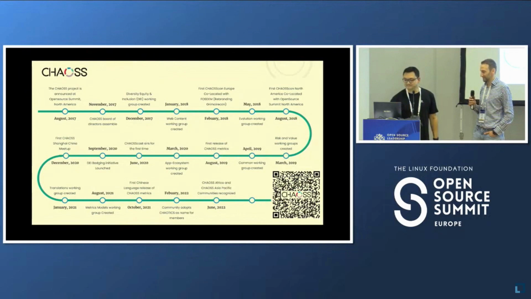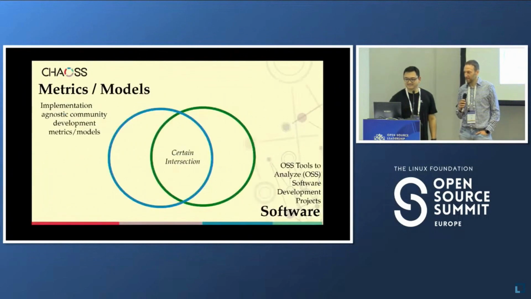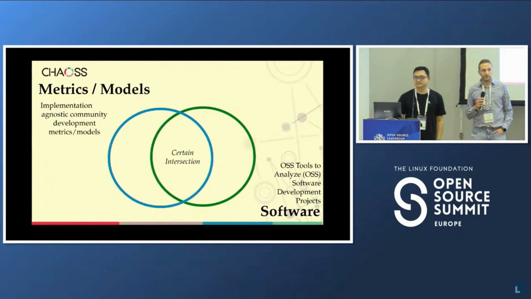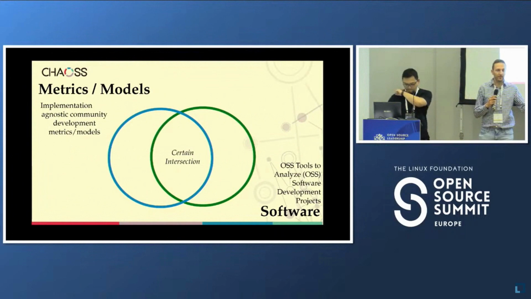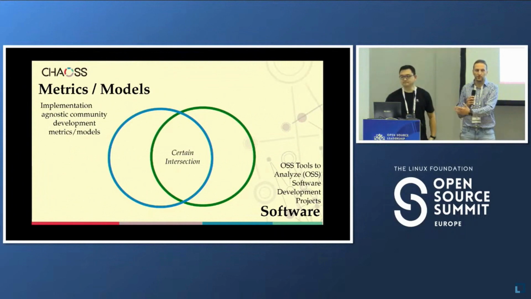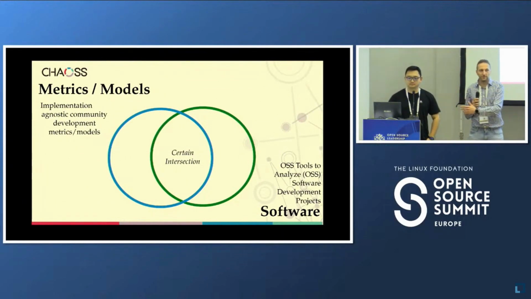Yeah. Thank you for the great work. Moving forward, this discussion about metrics, we are now starting with software in the discussion. All the metrics, are they implemented in software? The answer is no, they are not. Is all the software covered by the metrics? No, the answer is no. There is a certain intersection, so we are working on that.